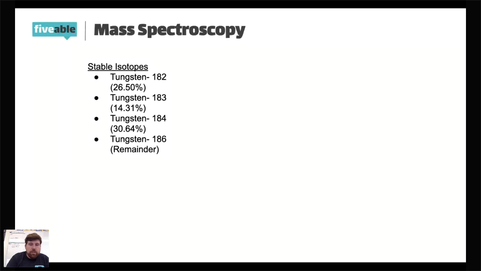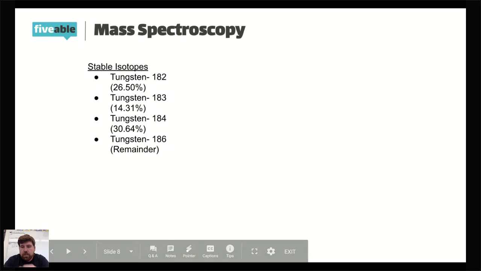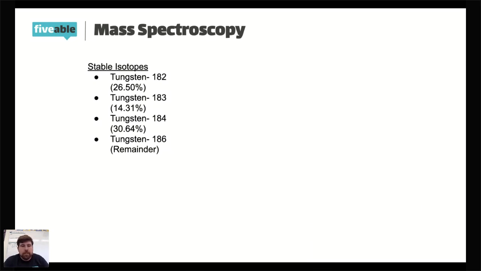I'll do this myself. We know it's 26.5 plus 14.31 plus 30.64. All percentages add to 100%. So yeah, Connor, it looks like you got it. If we subtract this sum from 100, you're going to get 28.55. Might have just been a decimal thing, or sometimes when I calculate mine, I get them wrong. So 28.55 should be the answer. Put that there. 28.55. Cool.